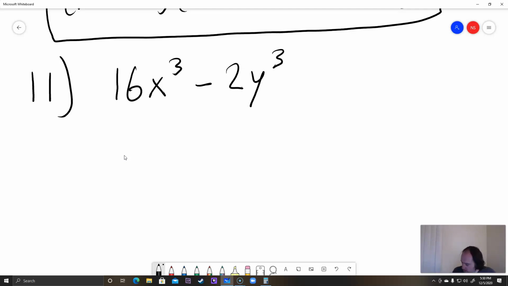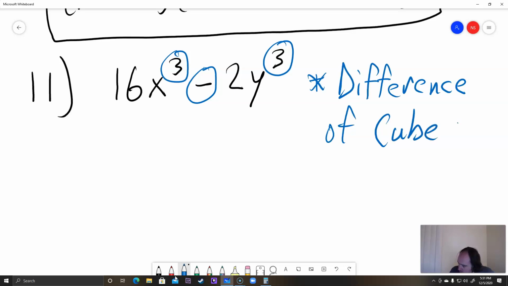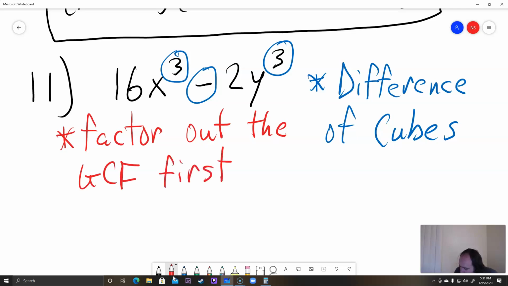Now, as you can see, we've got cubes, and we're subtracting. So that means we're going to be using the difference of cubes, because difference means subtract. But the tricky part here is noticing that there's actually a GCF that you can factor out first. So we're going to factor out the GCF first. Now, why do we want to factor out the GCF first? Well, if we don't do that, it might be pretty hard to actually factor this. But if you factor out the GCF first, it's not so bad.